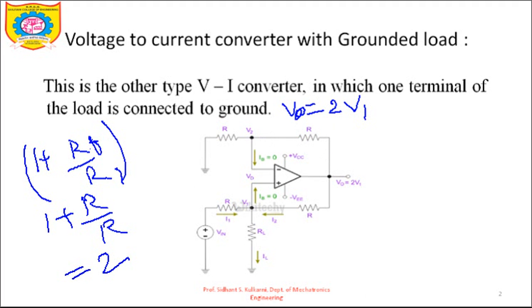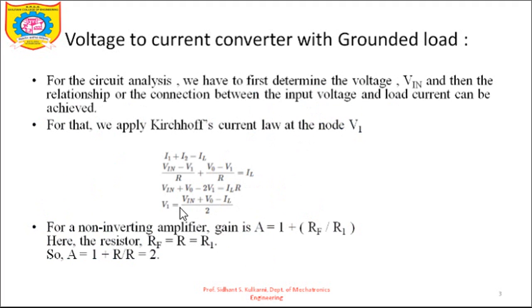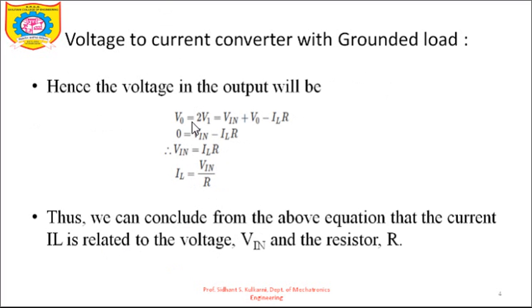So in the expression V1 = (Vin + V0 - IL·RL)/2, we can replace V0 with 2 times V1. It is also shown here: for the non-inverting amplifier, gain is equal to 1 plus RF upon R1. Here the resistor RF equals R equals R1, therefore A is equal to 1 plus R upon R, which equals 2. So 2 is the gain of this circuit, and therefore we can put that value.